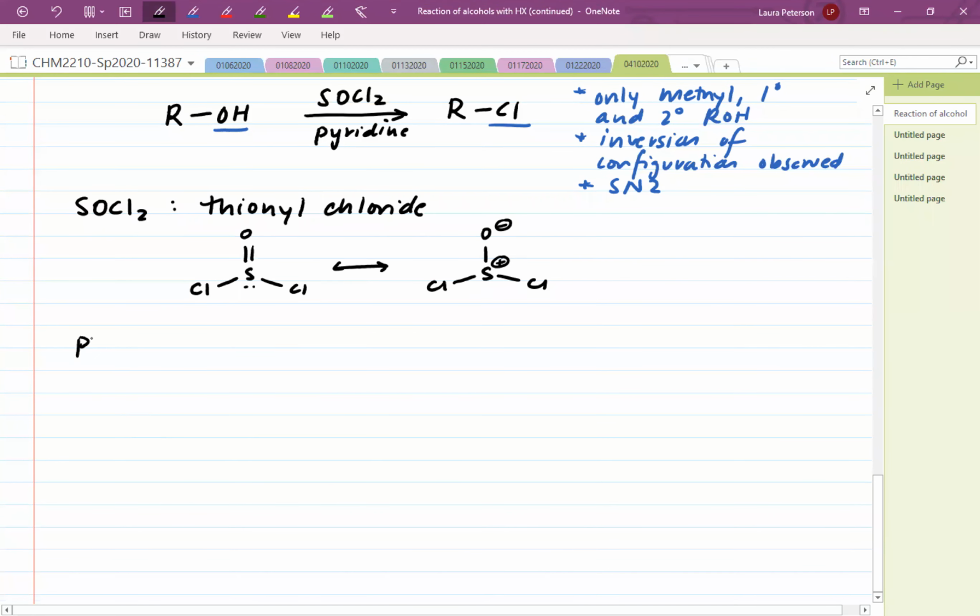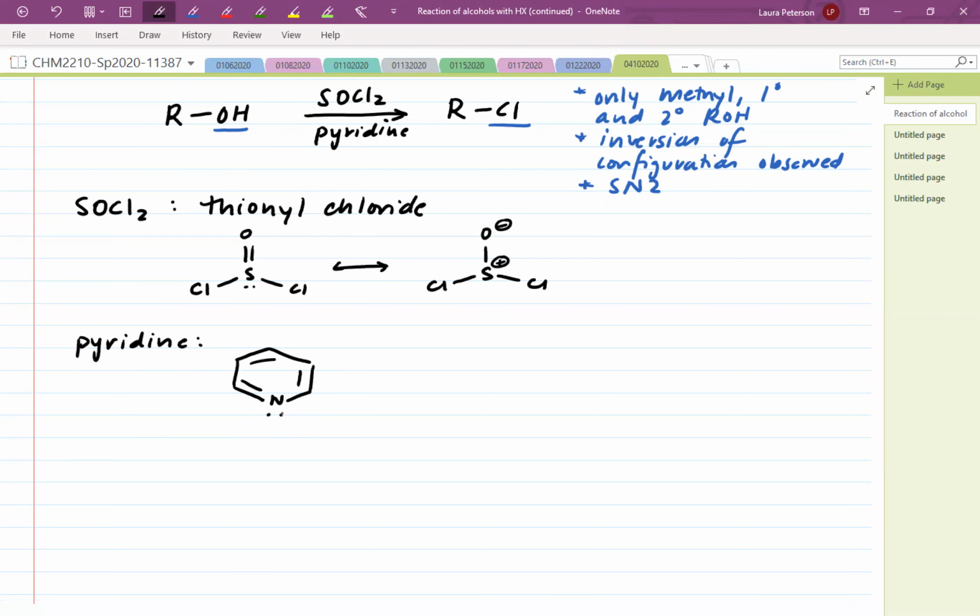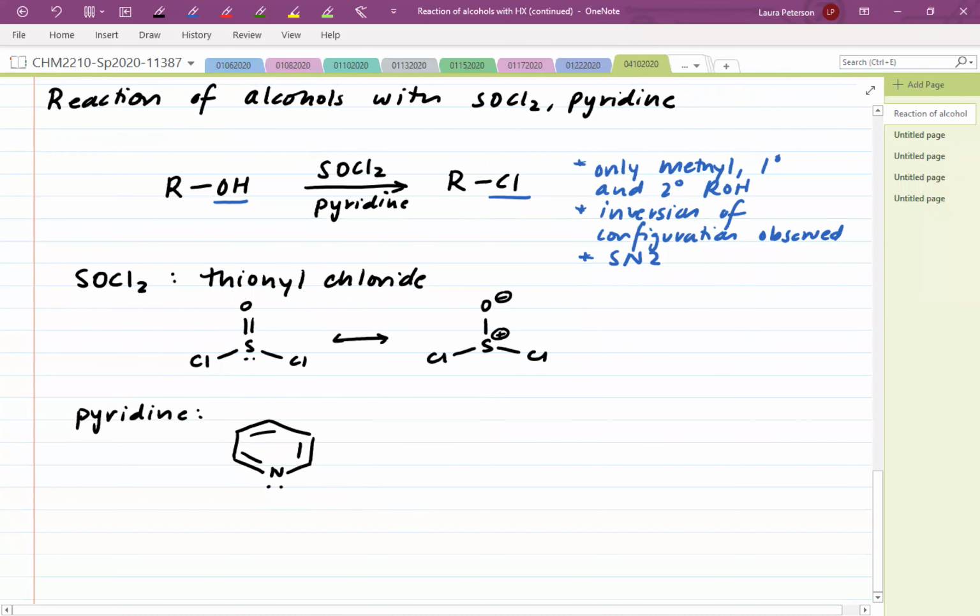The second reagent that we are going to use here is pyridine. That acts as a base in this reaction. So it's a nitrogen containing base. It's like benzene, but one of the atoms of benzene has been replaced by a nitrogen atom. Okay, so again, in this reaction, we're not going to look specifically at the mechanism. We just need to be able to predict the product.